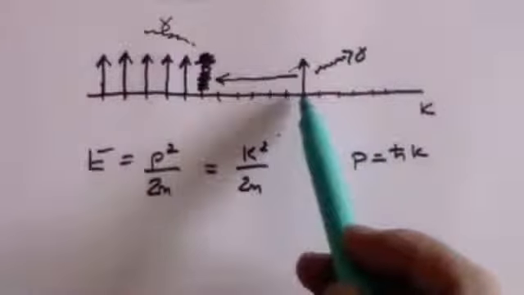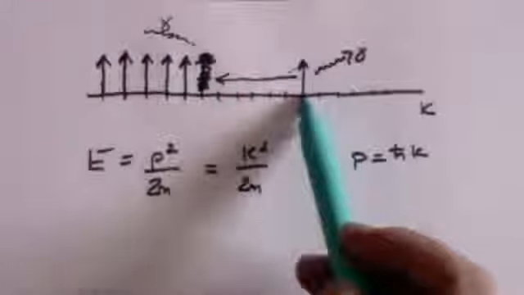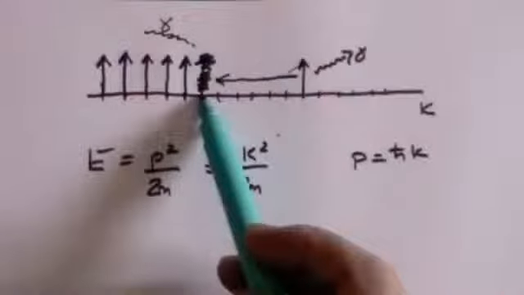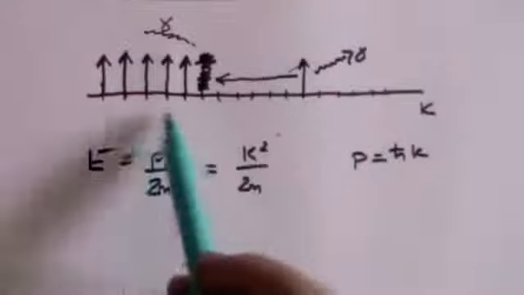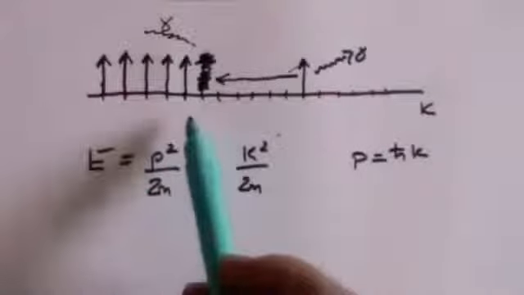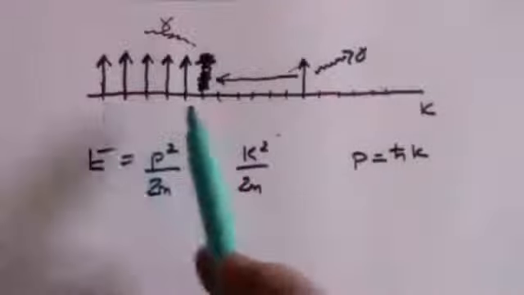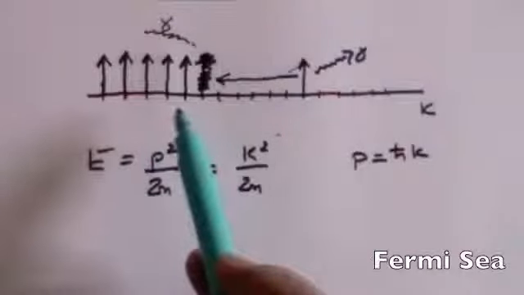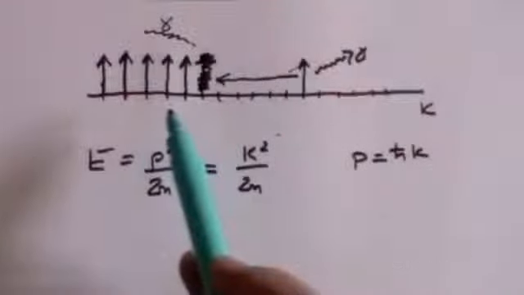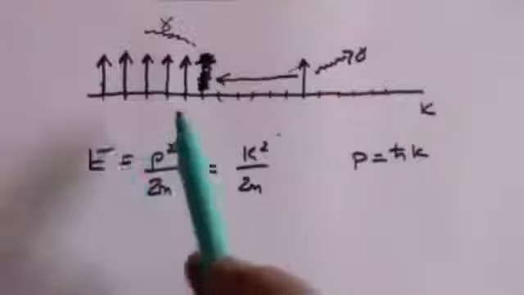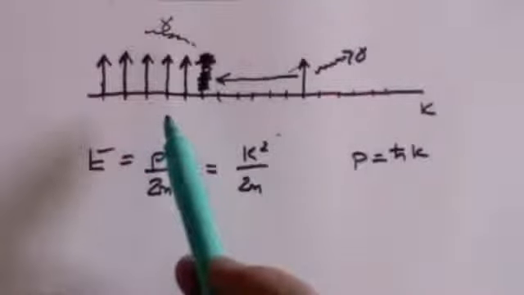The energy, of course, will be the difference between the energy at this point and the energy at this point. All the electrons which are already filling K levels are called the Fermi sea, named after Enrico Fermi, who was a key physicist involved in all this work.